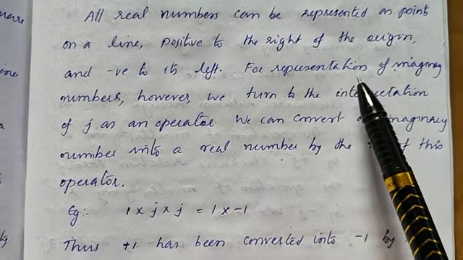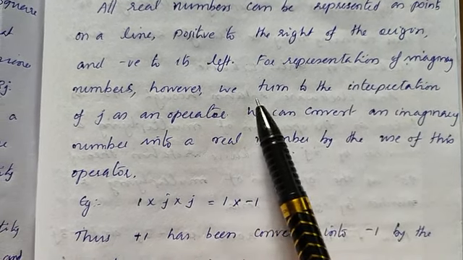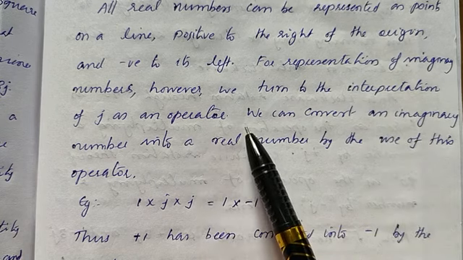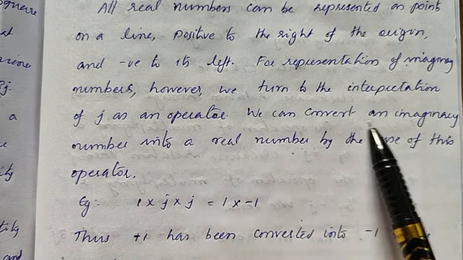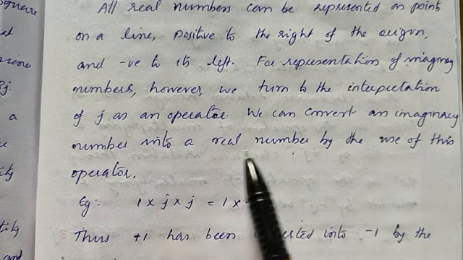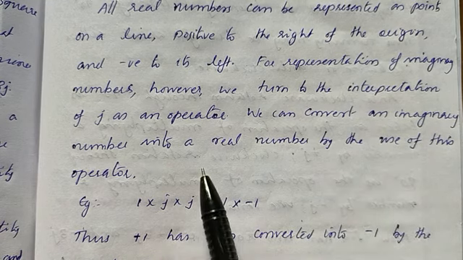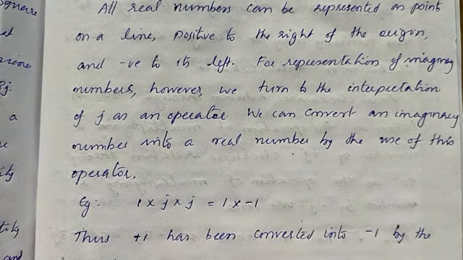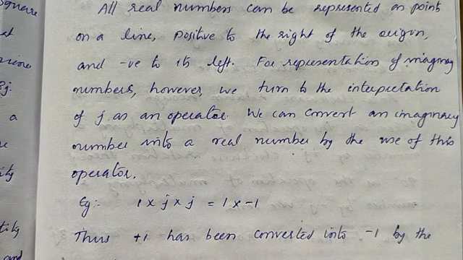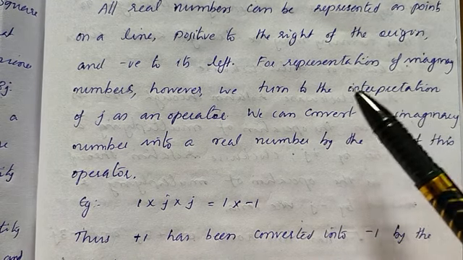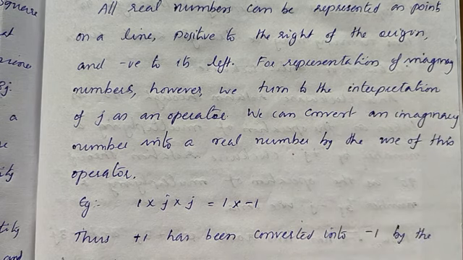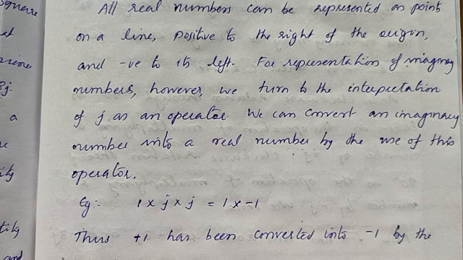For representation of imaginary numbers, however, we turn to the interpretation of j as an operator. We can convert an imaginary number into a real number by the use of this operator. Representing real numbers along a line we already know, and for representing imaginary numbers, we turn to the interpretation of j as an operator.